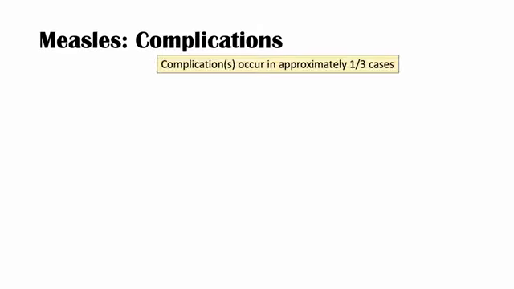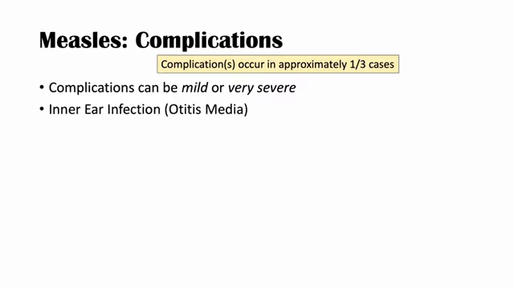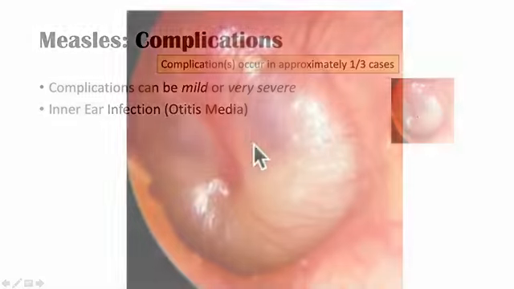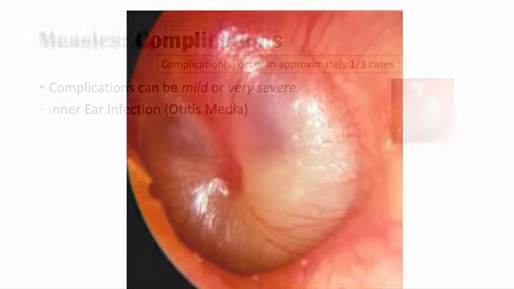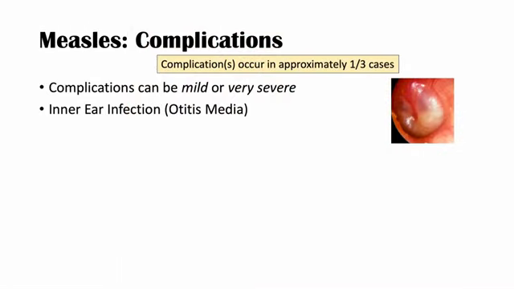This can occur in anybody who has been infected with measles. Complications are quite common in measles infections. They occur in approximately 1/3 of cases. Complications can be mild or severe, or very severe. Some of the milder ones can include an inner ear infection like otitis media. So here's an image of a tympanic membrane with essentially pus behind it, causing a bulging tympanic membrane. So that is one of the milder complications.